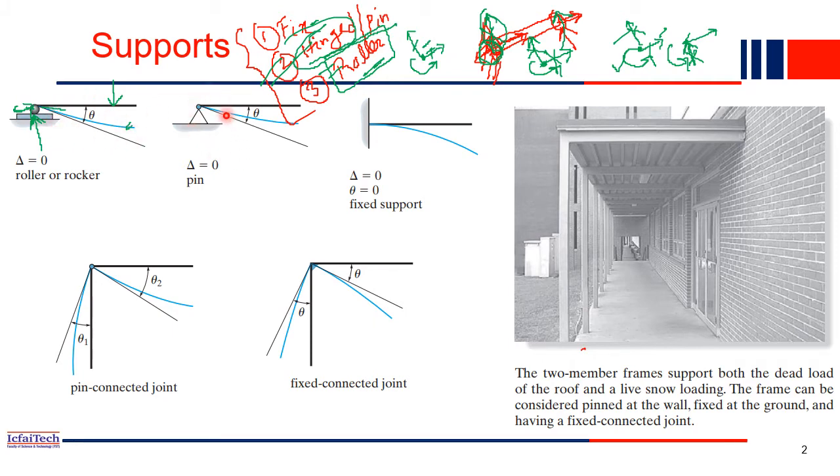Now if you see, pin support also has how many reactions? As we discussed here, pin support or hinge support also has two reactions. One is vertical and another is horizontal. Right? These two reactions will be there, whereas moment is zero. So there is no resisting moment in a pin support.